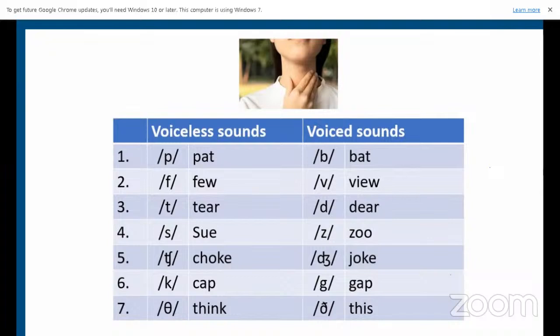Please pronounce it with the sounds. P, f, t, s, ch, k, th. Then voiced sounds. As you're pronouncing, you can even put your hand on your throat and check whether they're voiced or voiceless. B, v, d, j, g, d. Got it? Shall I move on to the next slide?